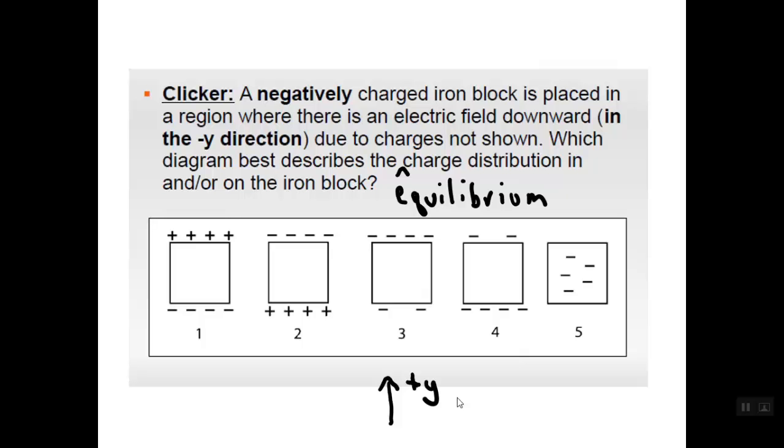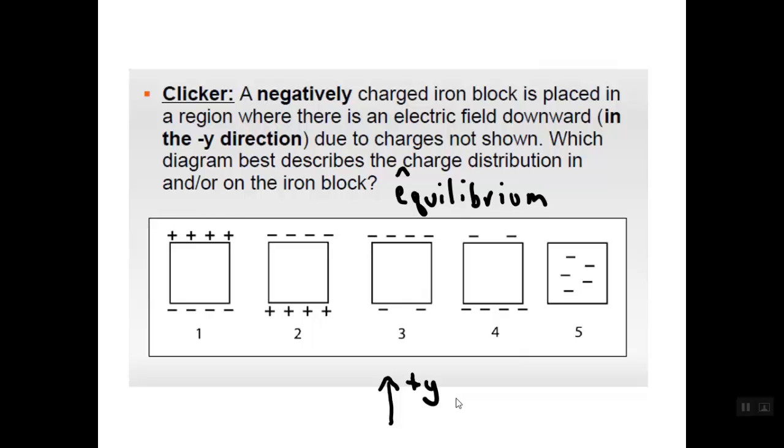Let's try these ideas out on a couple of questions. A negatively charged iron block is placed in a region where there is an electric field downward in the minus y direction due to charges not shown. Which diagram best describes the equilibrium charge distribution in and/or on the iron block? Pause the video and take a few moments to respond before continuing.